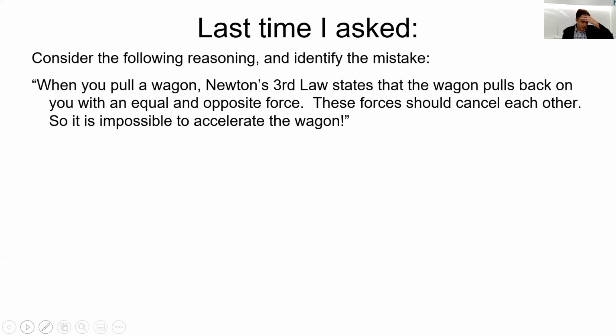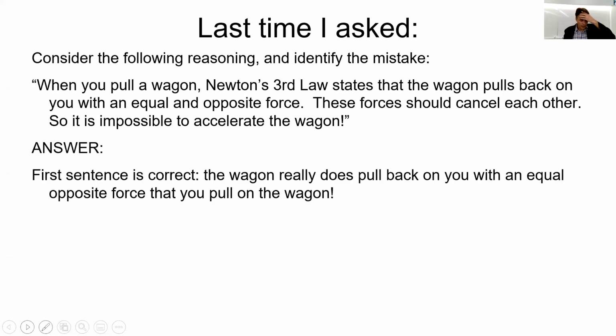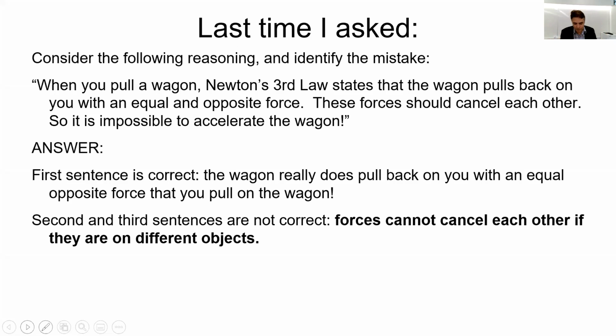The way I solve it is I remember, okay, so actually the first sentence is correct. When the donkey says, when I pull forward on the wagon, the wagon pulls backwards on me with an equal and opposite force, that is correct. That is Newton's third law. However, when you say these forces should cancel each other, that's not correct. The force pulling backwards on the donkey from the wagon pulls on the donkey, whereas the force the donkey pulls on the wagon is pulling on the wagon. Those are on two different objects. They should go on two different force diagrams, and they can't cancel each other out.